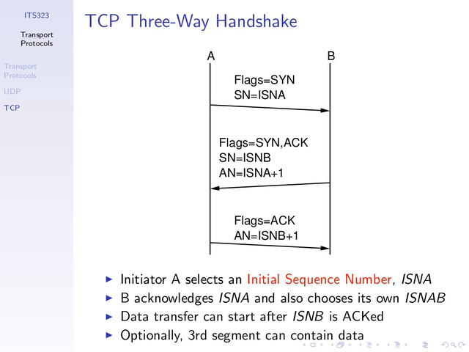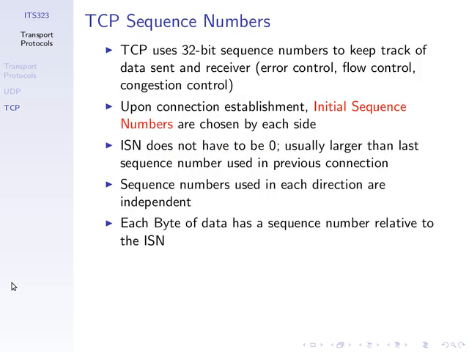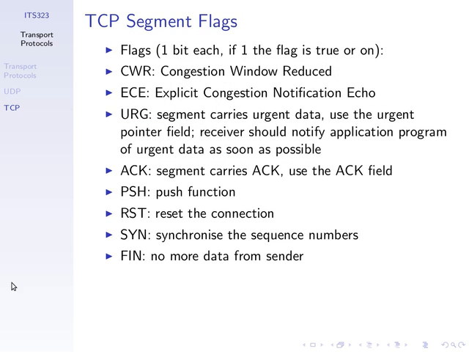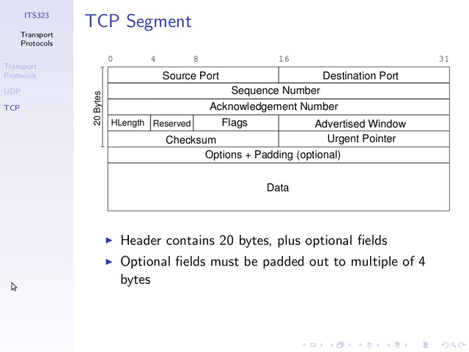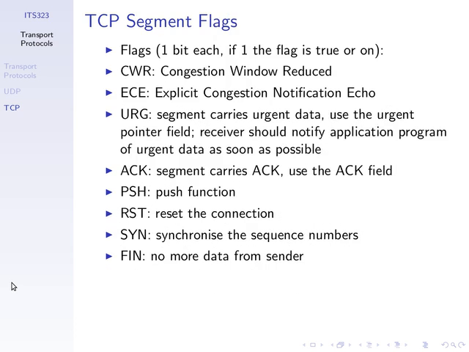How many bits? The flag is 1 bit. And how do they know which bit is which? It's specified. I don't think we've shown it here. These are the flags. I think it's in this order. The first bit is for this flag, the second bit, third, fourth, fifth, and so on. And how many bits in the field? 8 bits. So we have 8 bits.